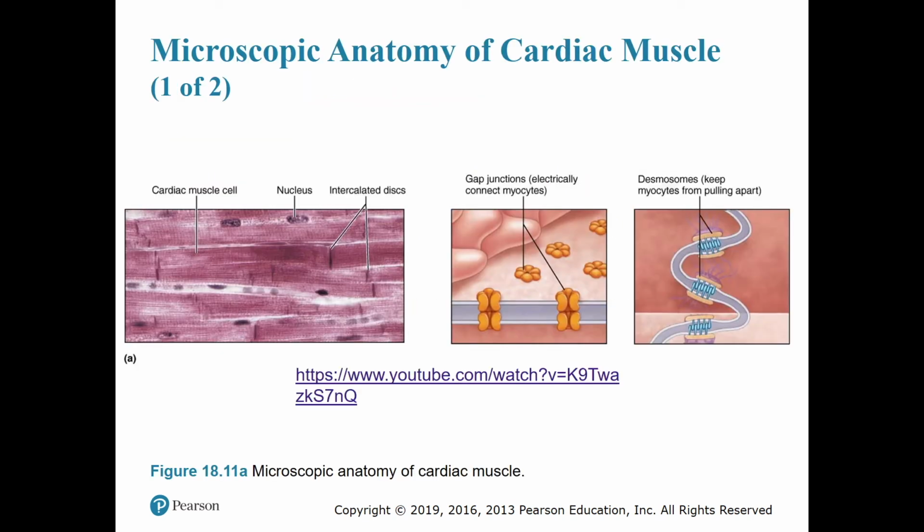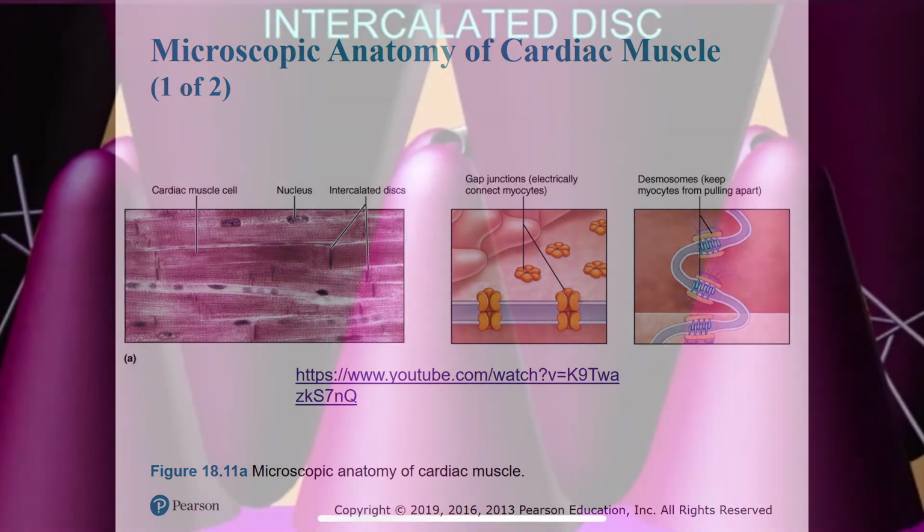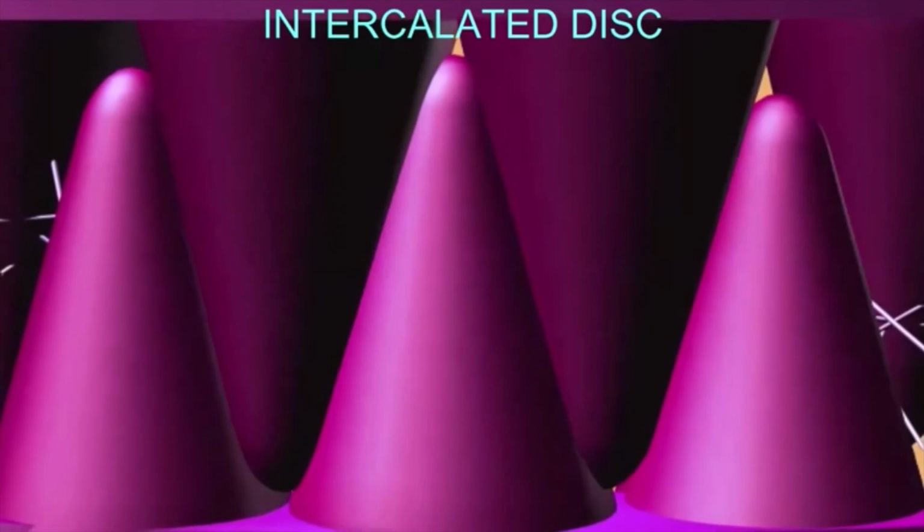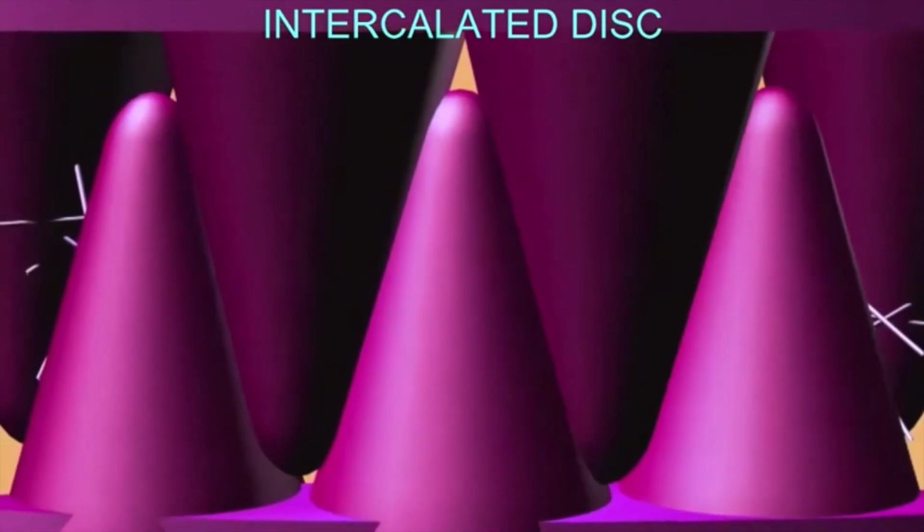Figure 18.11a, microscopic anatomy of the cardiac muscle. In A, we can recognize a cardiac muscle cell with the intercalated discs, and we can see in the middle figure the gap junctions that allow ions to go through, and the desmosomes that keep the myocytes from pulling apart during contractions.